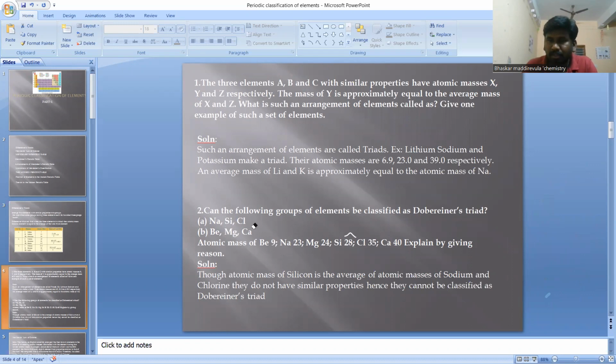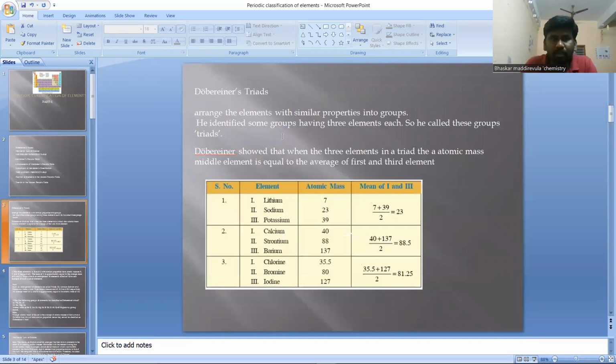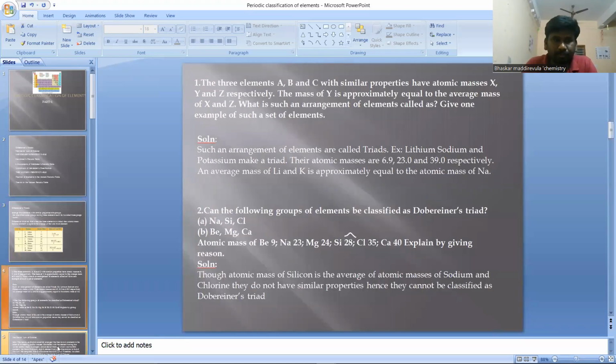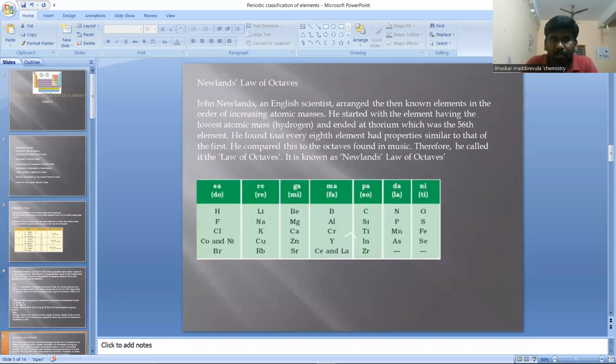Now, in the same way, we'll see the second topic, that is Newlands' law of octaves. This is the next topic, Newlands' law of octaves.